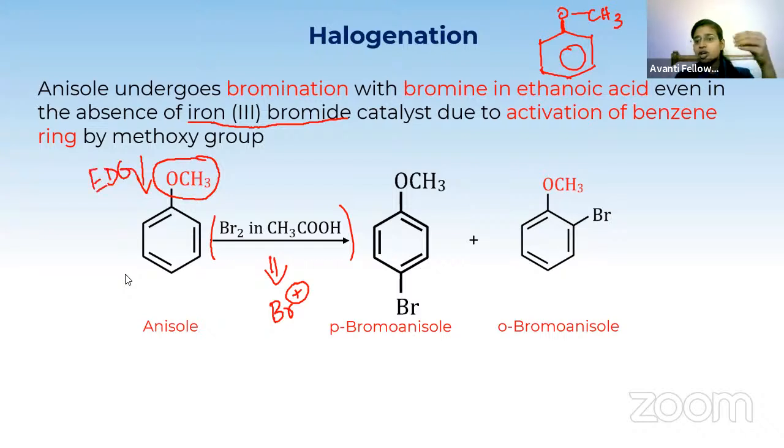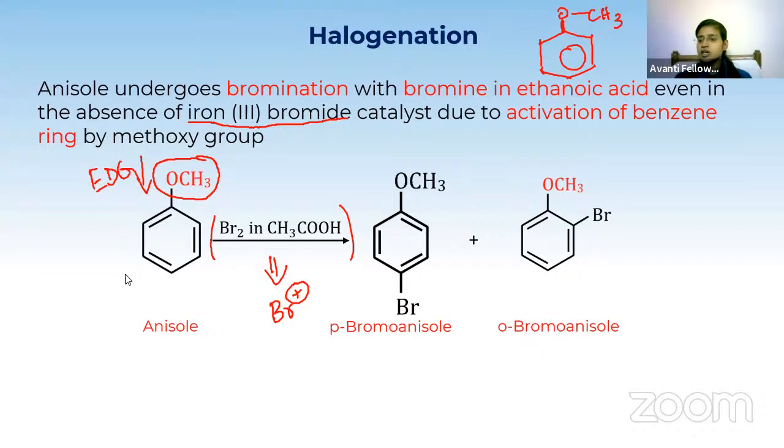If an electron donating group is attached to the ring, the incoming electrophile will go to the ortho position and para position. That is what we have studied for phenols also, right? In phenol also we had the OH group, which is also an electron donating group. So all the electrophiles we have studied have gone to the ortho and para. They are ortho para directing groups.